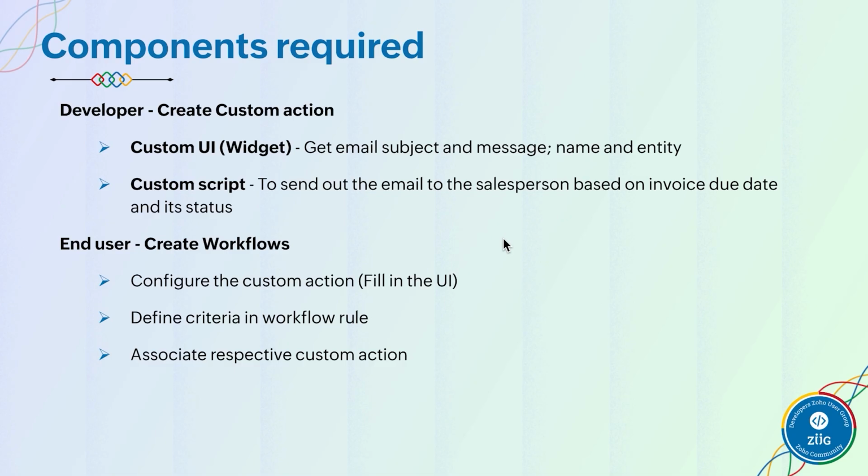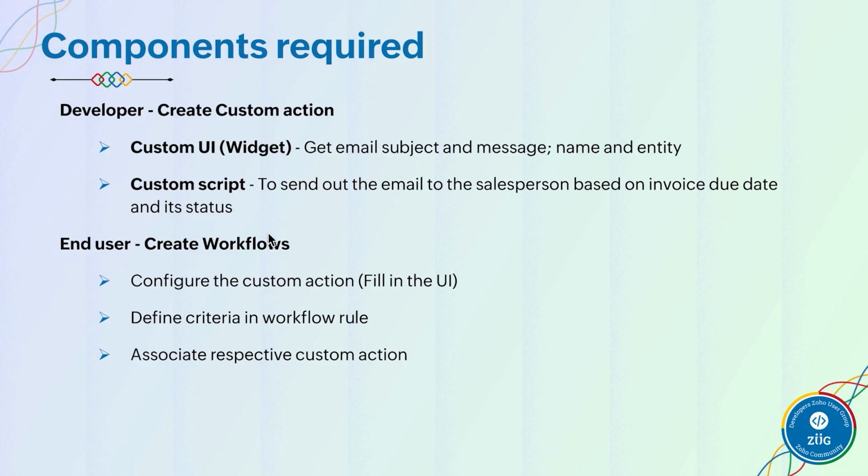But before that, I'll go through the steps that are required for implementing our use case. As we discussed earlier, the developer should create a custom UI, which is going to be the widget, and the custom script to handle the logic of this particular extension. In our custom UI, we are going to get the email subject and message along with the name and entity, which are the mandatory fields for any widget. And in the custom script, we will handle the logic to send out emails to the salesperson based on the invoice due date and its status.